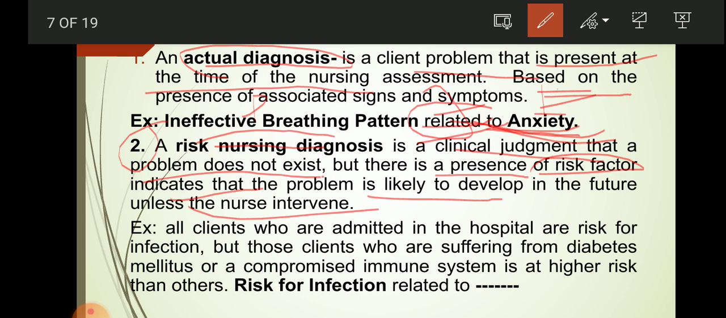Okay? So, another example here is all clients who are admitted in the hospital are risk for infection, of course. But those clients who are suffering from diabetes or compromised immune system is at higher risk than others. So, that's why we say risk for infection related to immunocompromised health system or immune system. So that's risk diagnosis. Okay? You can actually interpret the definition of this diagnosis by just looking or by just trying to understand the first word, like actual, risk. Okay?